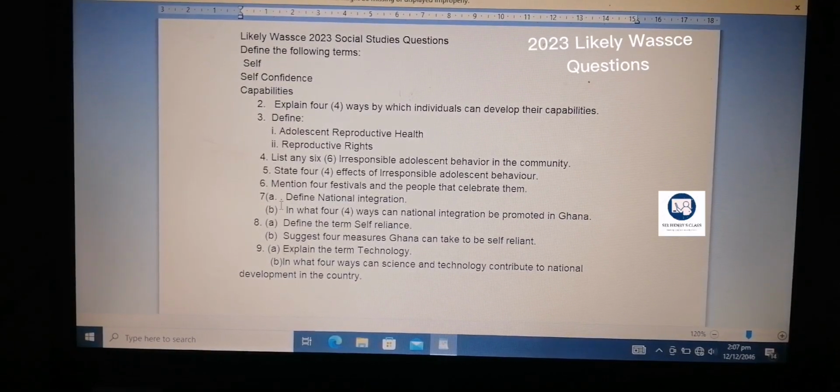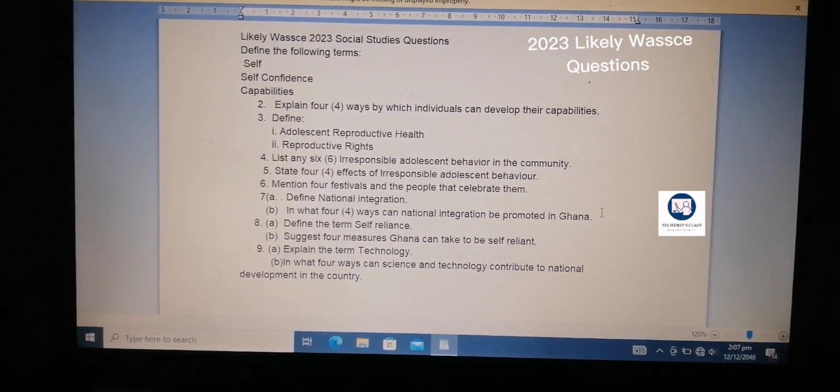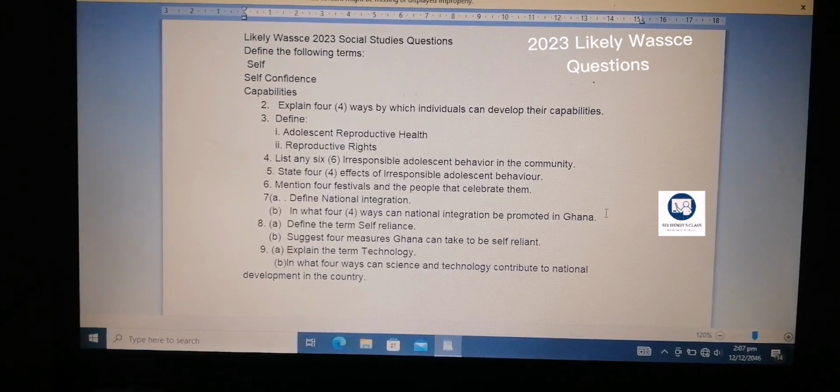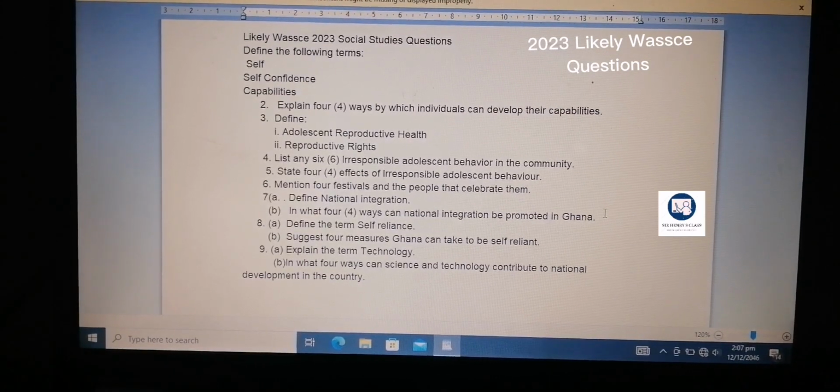Now 7B, in what 4 ways can national integration be promoted in Ghana? National integration simply talks about unity. So what are some of the ways we can promote unity among people in Ghana? 1, public education. The media should actively educate people about the need to have peace and also unity in the country, since unity can also contribute to development. When there's unity, it can also improve productivity.